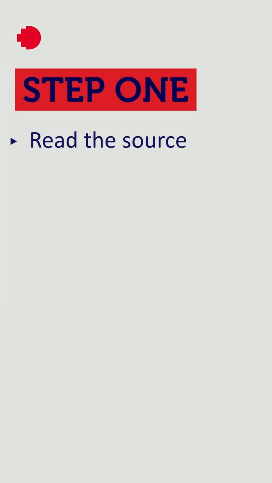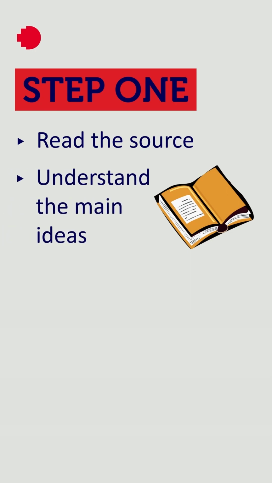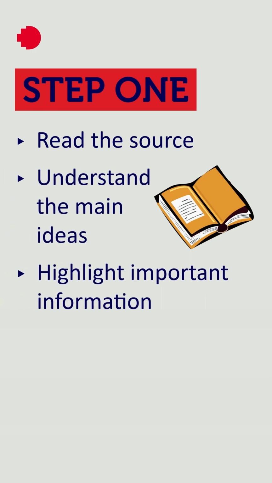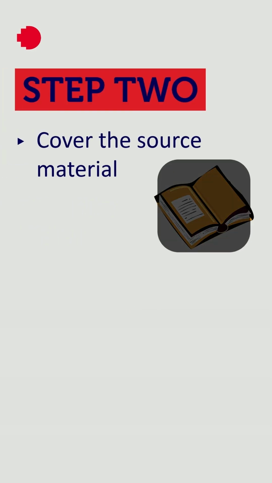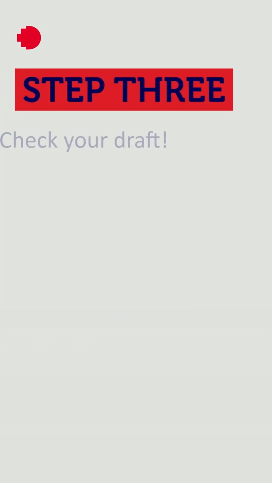So step 1, read or listen to the information that you want to use in your assignment. And make sure that you understand the main ideas, highlight keywords, technical information, or any results that you wish to use. Then, step 2, cover up the source material and write down a draft paraphrase from your memory, including the main ideas, keywords, etc.